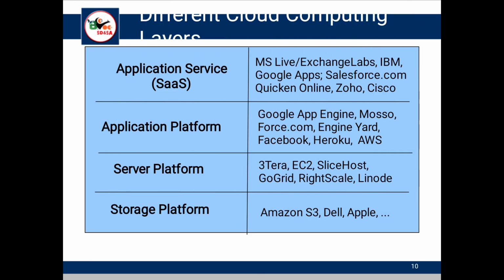Next, the different cloud computing layers, where we have application services like SaaS, and application platform, server platform, and storage platform. Different companies are there. Amazon S3, Dell, Apple come under the storage platform. And for the server platform: 3Tera, EC2, SliceHost, GoGrid, RightScale, Linode. And application platforms like Google App Engine, Mosso, Force.com, Facebook, AWS, and application services like SaaS, MS Live, Exchange Labs, IBM, Google App Engine, Salesforce.com, Zoho, and Cisco. So all these are different cloud computing layers.